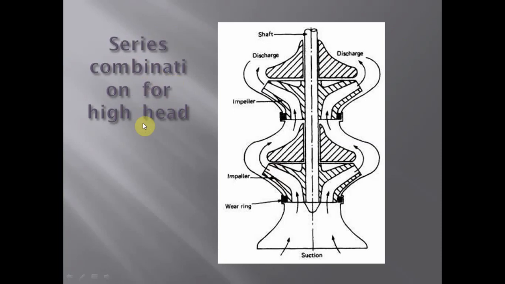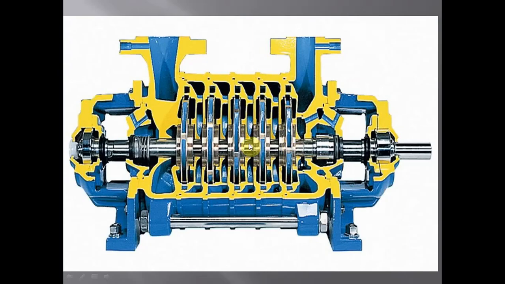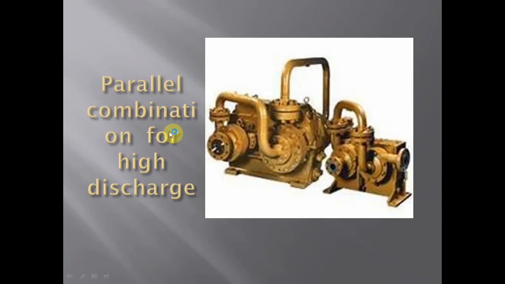Series combination is for high head. In a series arrangement, the suction is here, with one pump here and one pump here, fixed in series. Another one is the parallel arrangement of the pumps, how it will be fixed here. In this, water will be flowing horizontally, and impellers will be there that force the water. Parallel combination is for high discharge. So here one pump is there, here one pump is there. This is the parallel combination, a 3D view of the pump.